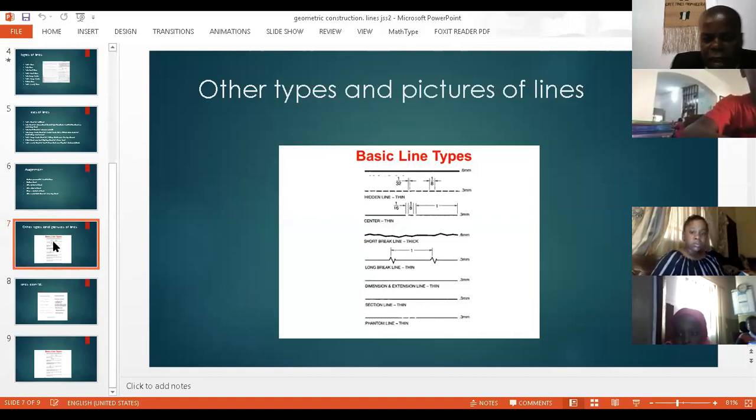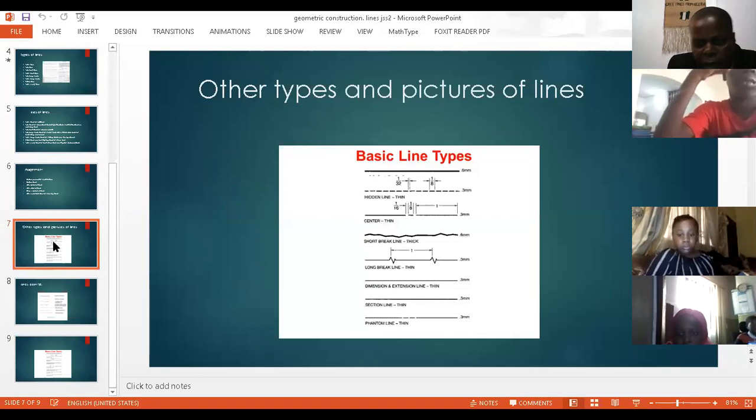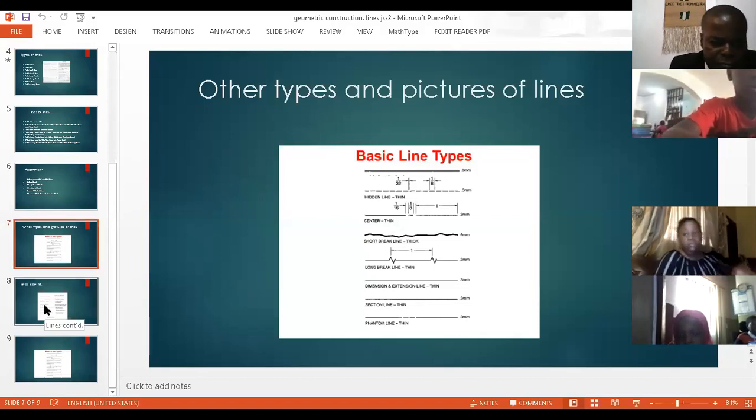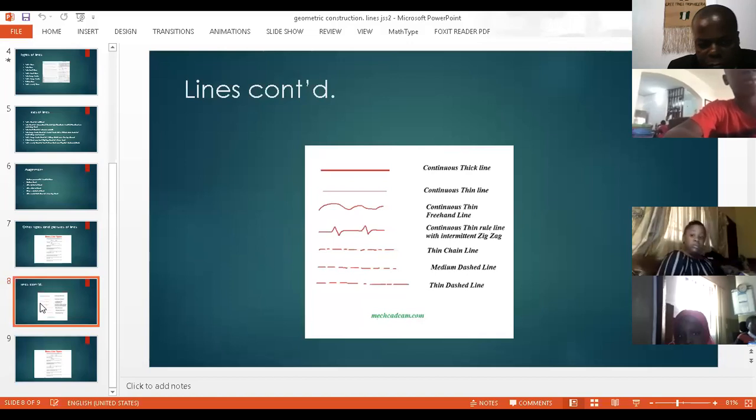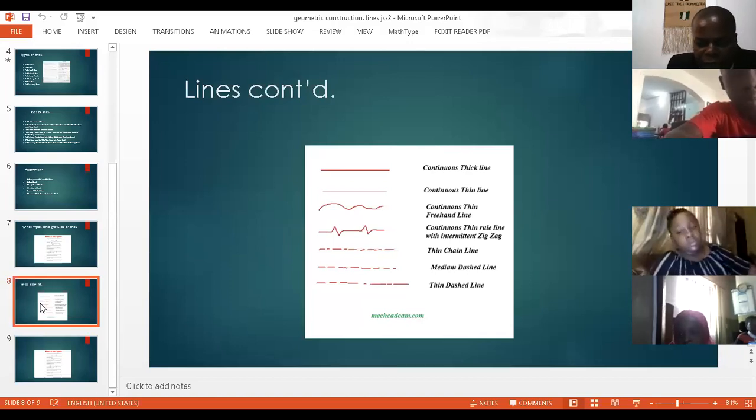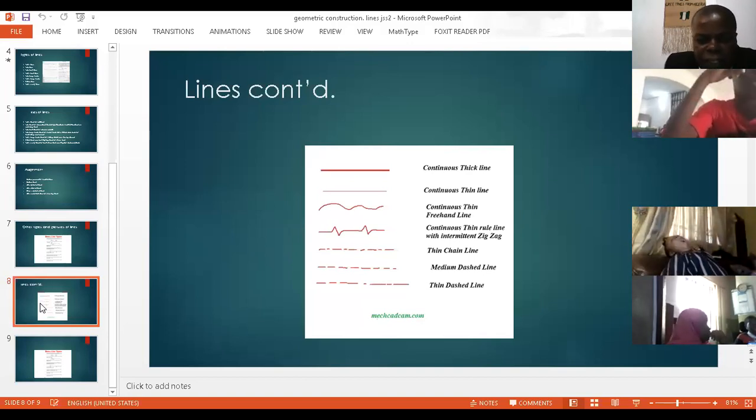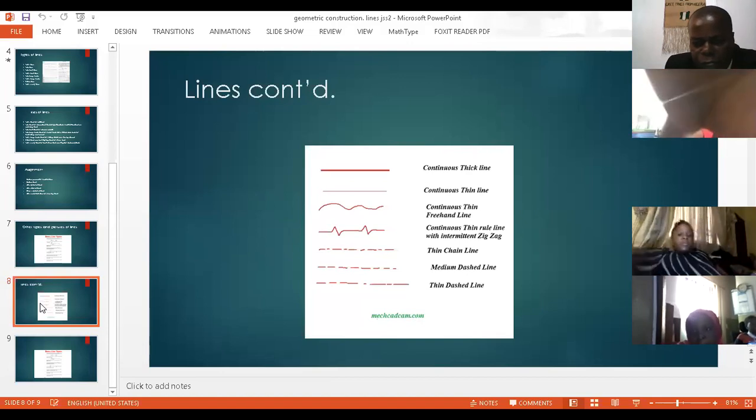This is another picture of different types of lines. Then this is another picture of different types of lines. You can see the drawing of the lines. Thick continuous, you can see that it is thick in nature. The thin continuous is thin, while continuous thin freehand is curve. Then continuous thin rule line with intermittent zigzag.